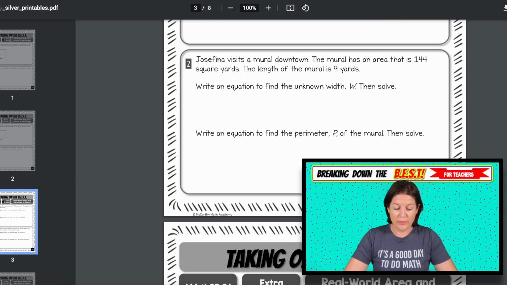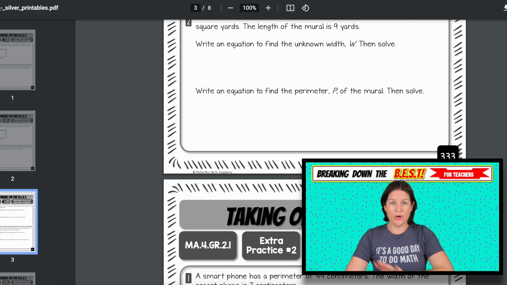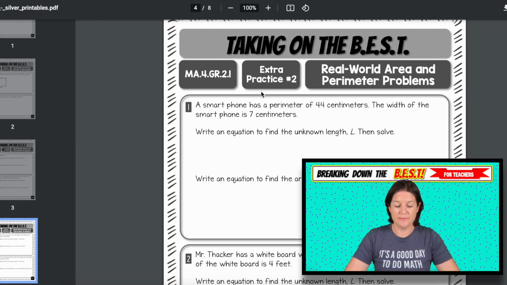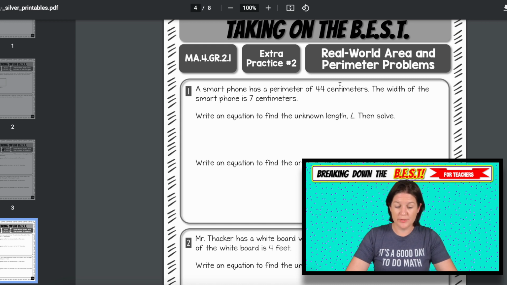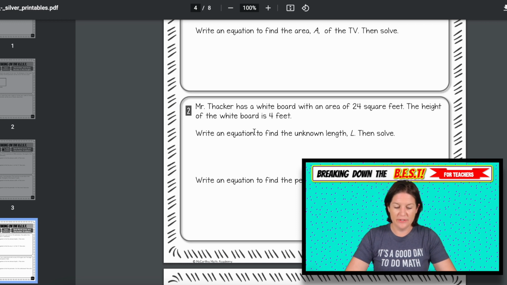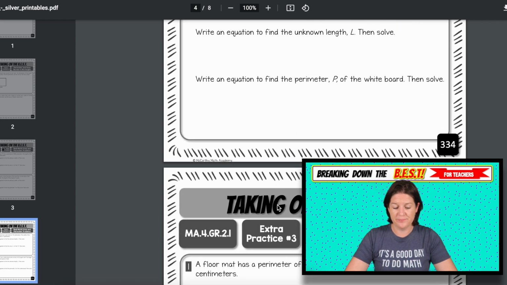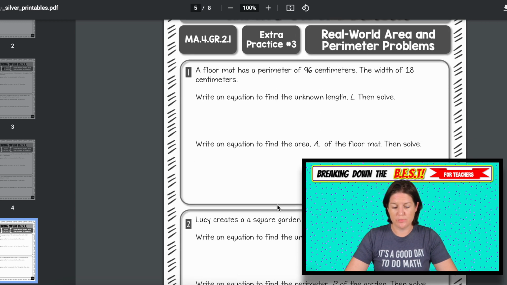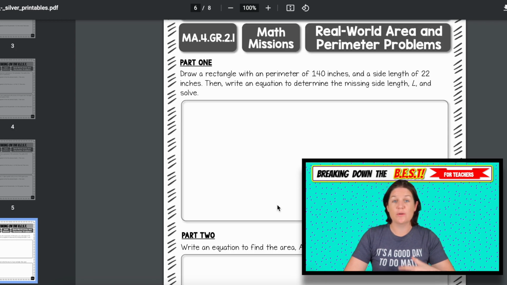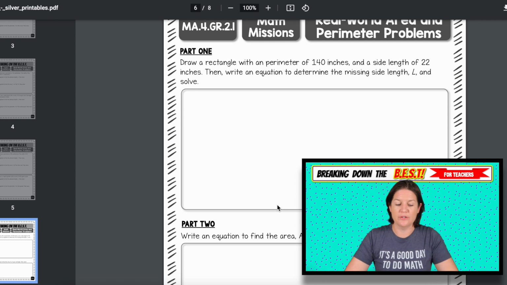Both involve writing equations. So after students practice that and record all of the notes on their student guide, they can now use the extra practice pages right here. You can see it's very similar, provided with the perimeter. We've got the width, we're finding the unknown length, finding the area, writing equations, all of that. And for number 2, we have the area. We're given one side length, we have to figure out the other one and find the perimeter. There's 2 pages of extra practice for that. And then there's the math mission. And these are math tasks that just bump up the thinking a little bit more.